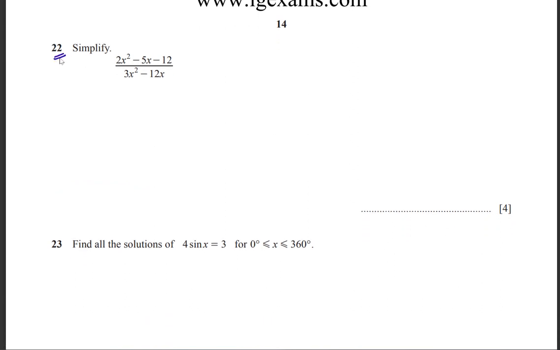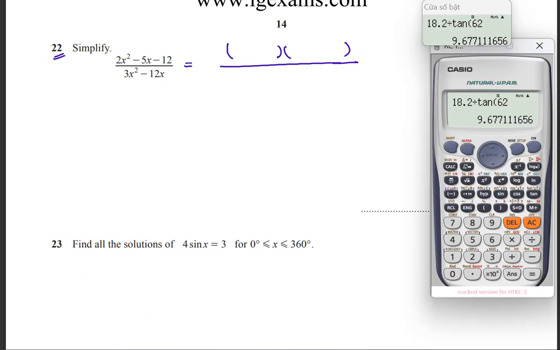Question number 22. Simplify. How to simplify this into two brackets like this? How to factorize this? We can use the calculator. Mode 5, 3. Then 2, enter, negative 5, enter, negative 12, enter. What? 4. We take the solution from the calculator and put it opposite side inside the bracket.